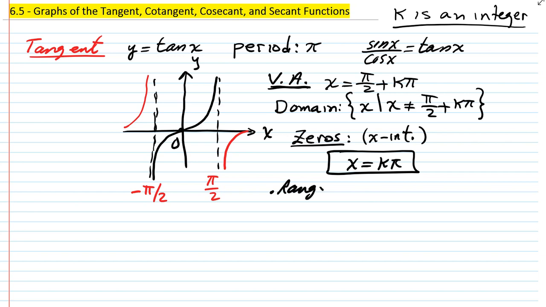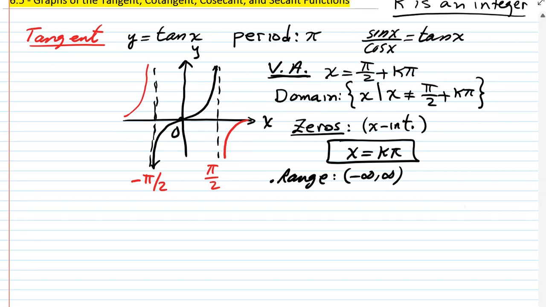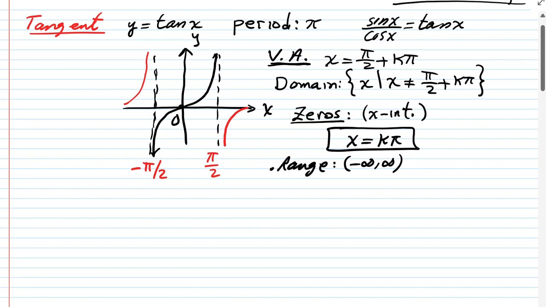All right, and what about the range? The range of tangent, you can see, and again, we showed this earlier. In fact, I proved what the range is, but from the graph, you can see the range goes from negative infinity to infinity. These are the y values of the function. All right, and there you have it. So for one cycle, the period is pi, and the vertical asymptotes are one at negative pi over 2, the other at pi over 2.